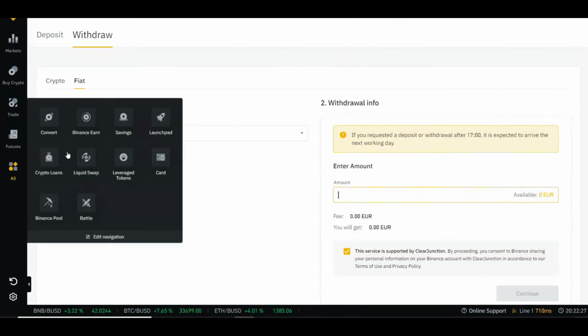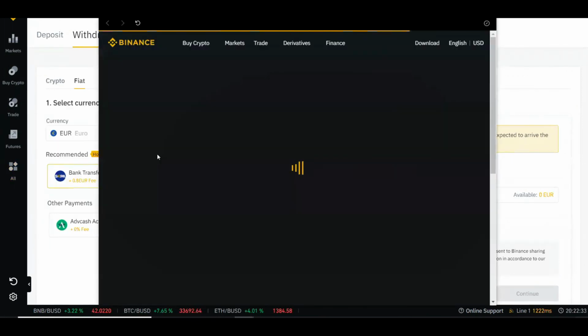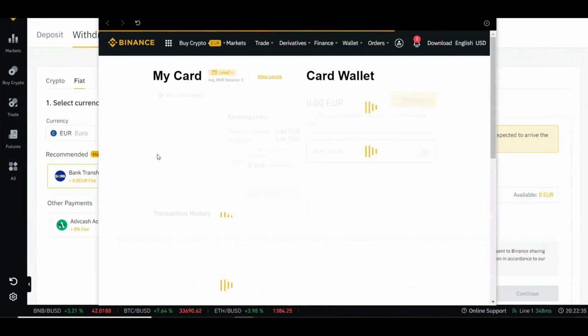We also have the Binance card for those who are going to be trading with Binance, so that you have the opportunity to have the Binance card.